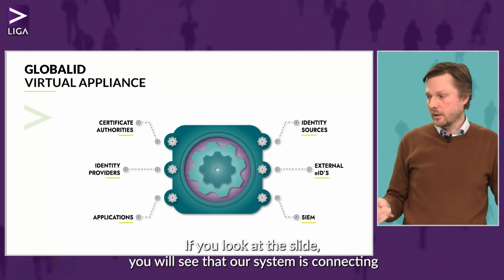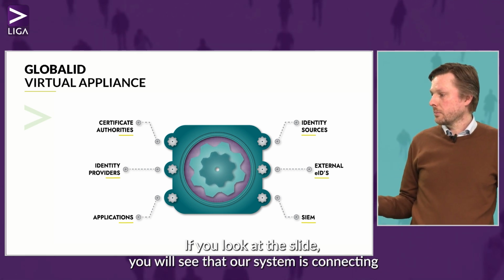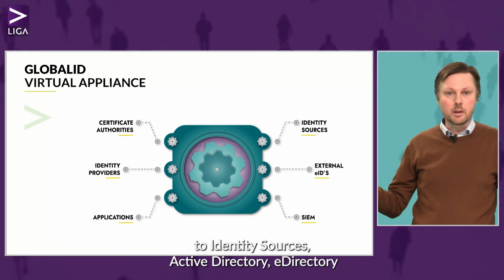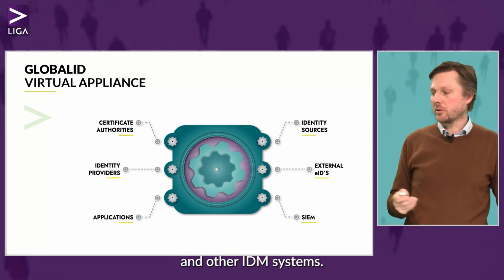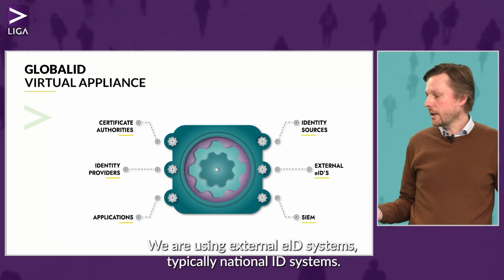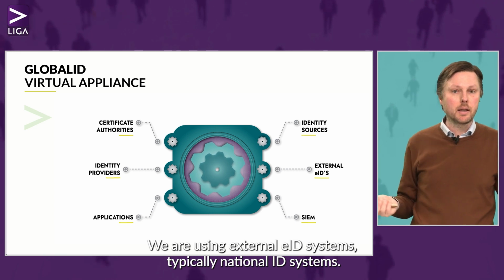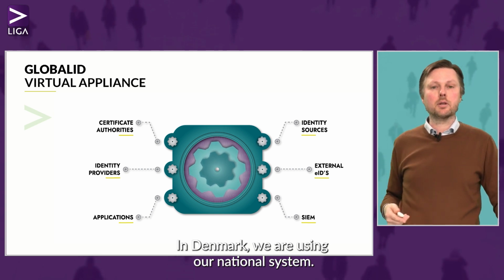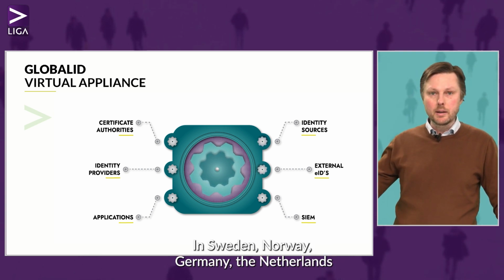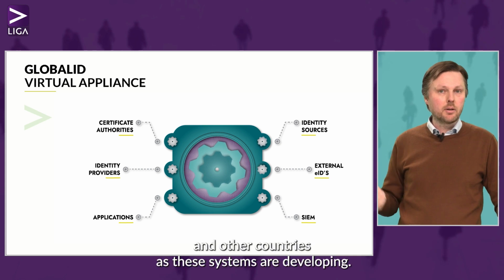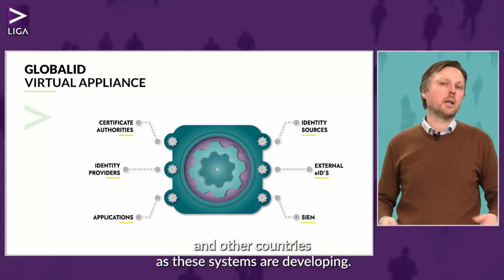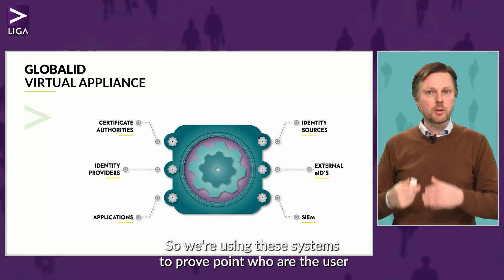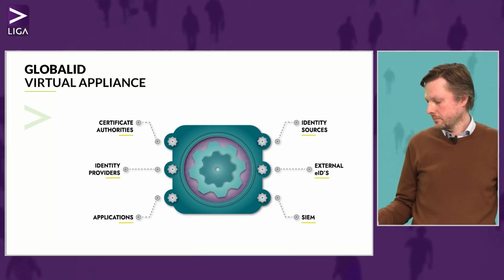If you look here at the slide, you will see that our system is connecting to identity sources: Active Directory, eDirectory, and other IDM systems. We are using external eID systems, typically national ID systems. In Denmark, we're using our national system. In Sweden, Norway, Germany, the Netherlands, and other countries as these systems are developing. So we're using these systems to proof who the user is and to validate the user against these systems.